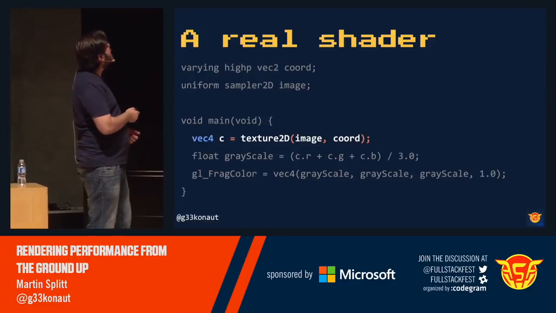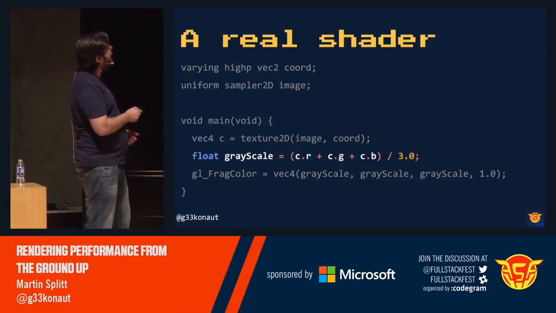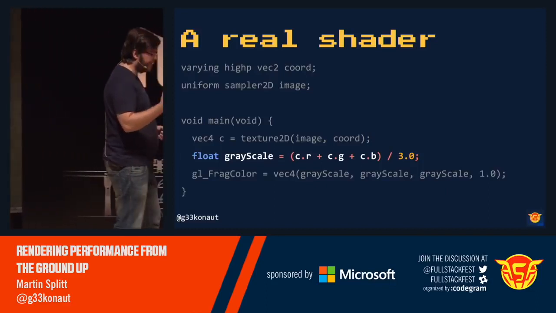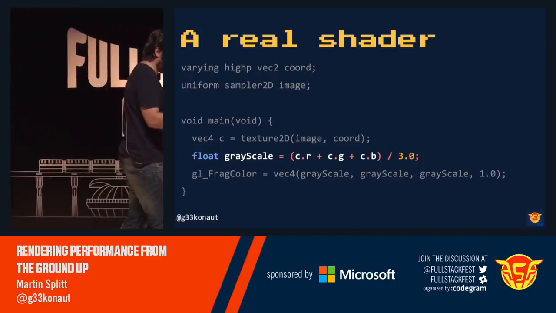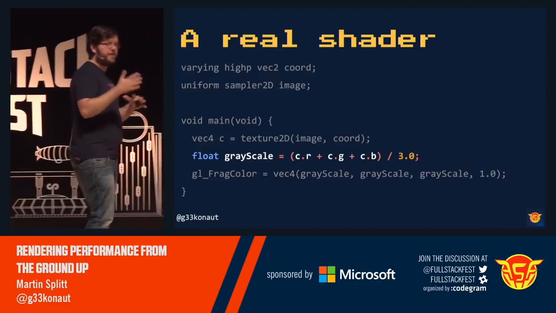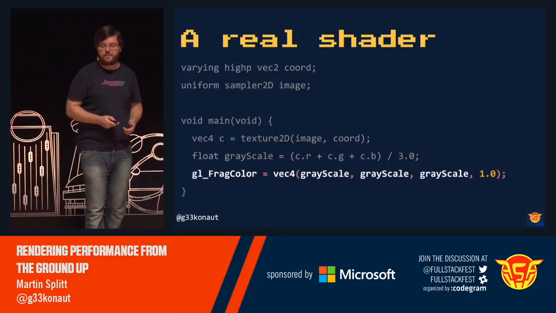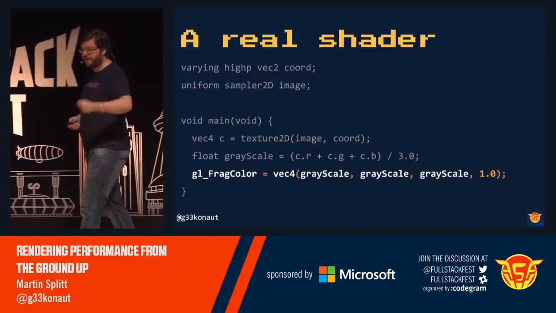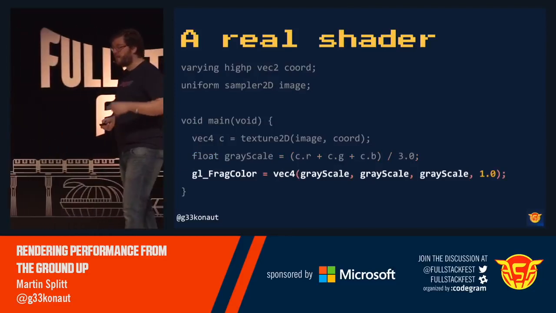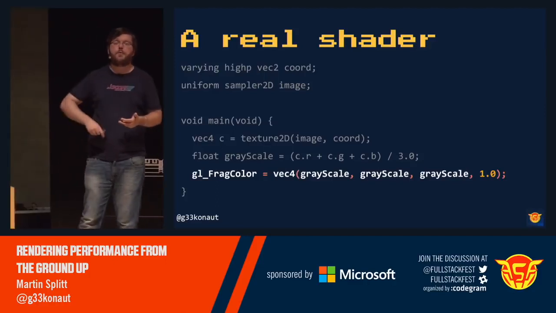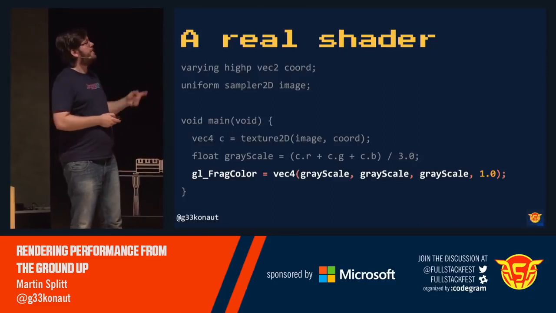We ignore A, and then we add them together and divide by 3. So if we, for instance, have 255, 0, 255, these together make 510 divided by 3, and then we have the grayscale value of that. And then we use this value, this intensity between black and white, for all three, for red, green, and blue in the output. And then we put 1.0, which is full on, as the alpha value.